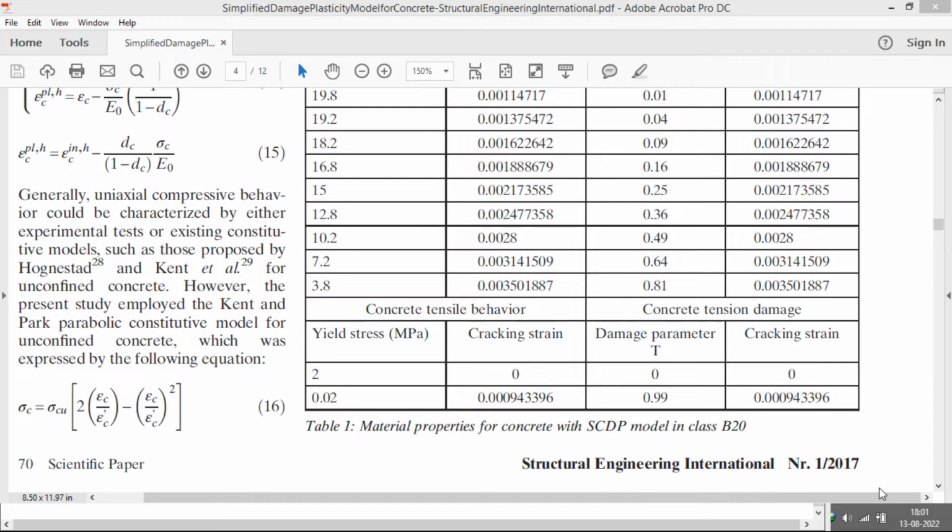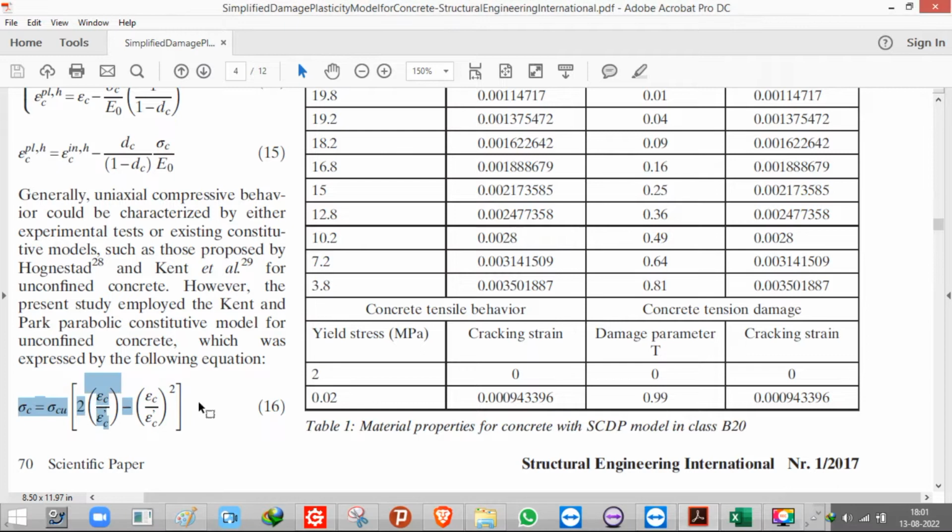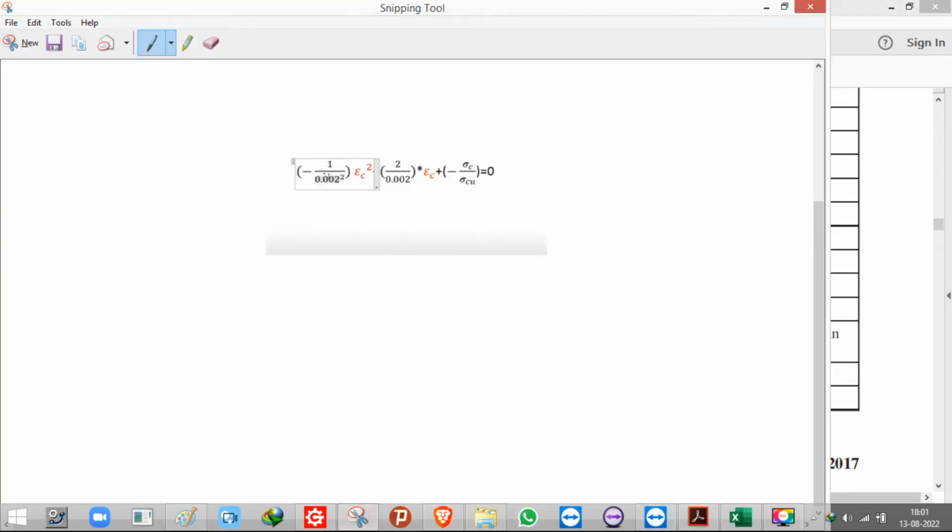Okay, so next, this equation has been simplified and written in this form. As I have said, epsilon C dash is 0.002. So I have simplified and written it in this form, and this is a quadratic equation.